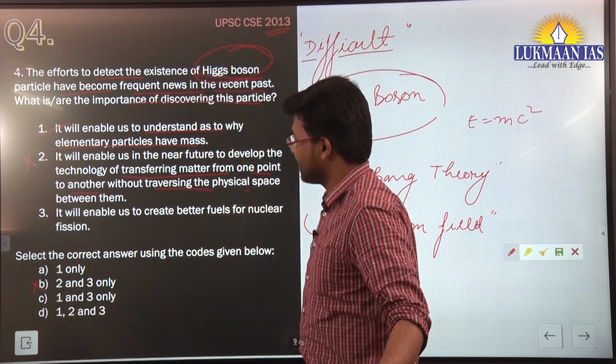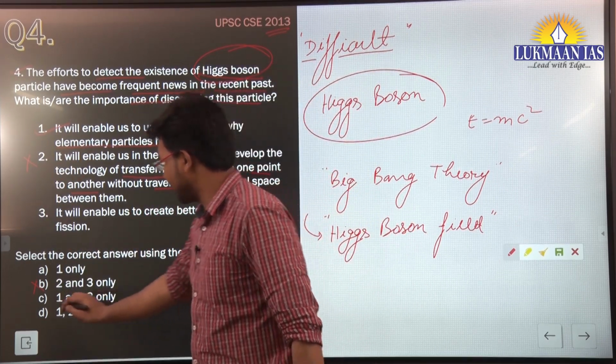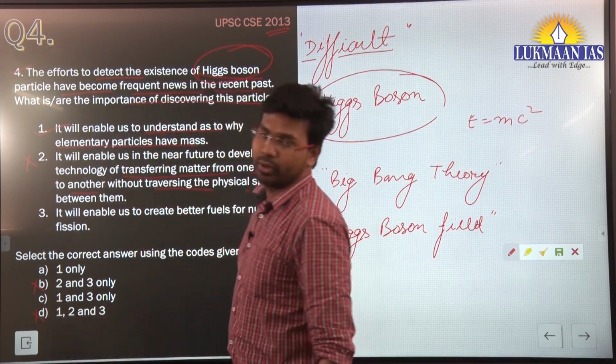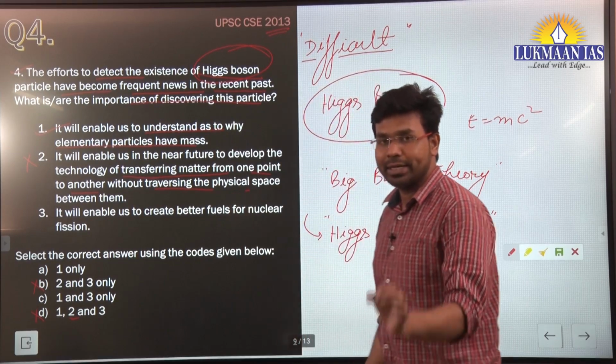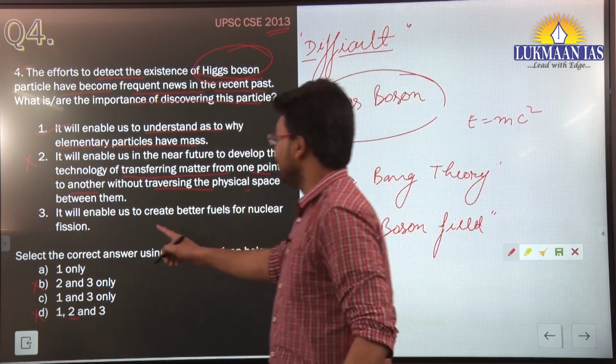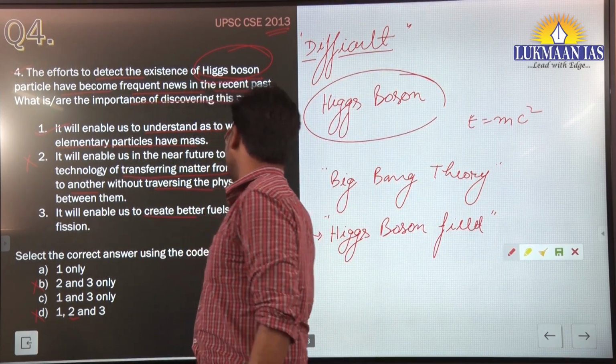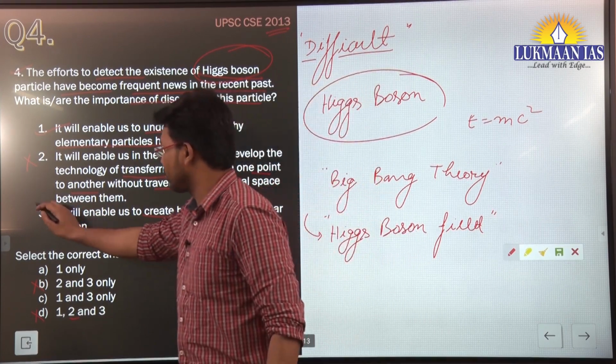So second statement is incorrect. If second statement is incorrect, D can be eliminated, because D has 2 as an option. Now let us read the third statement. It says it will enable us to create better fuels for nuclear fission.